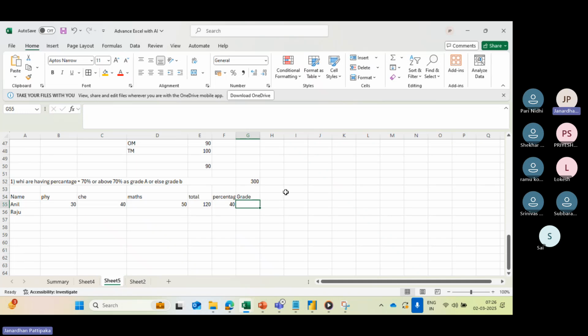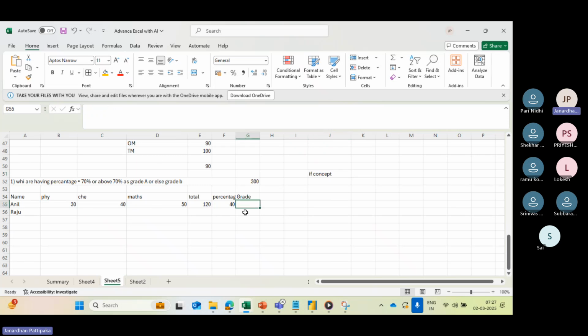To achieve this result, we have a concept called the IF concept. IF is a conditional statement. Using this IF concept, you can find this result. If it is 70% or above, you will get grade A, and otherwise you will get grade B. Now, how do we write this IF statement?